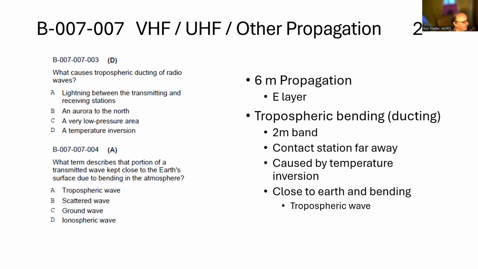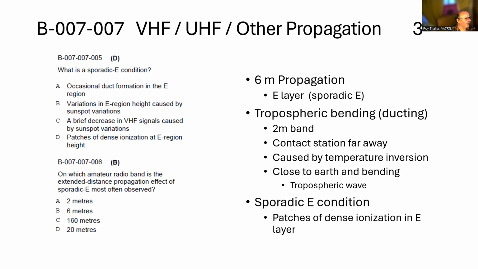What term describes the portion of the transmitted wave kept close to the Earth's surface due to bending in the atmosphere? And again, that would be the tropospheric wave. A is the correct answer. What is sporadic E communication? So this happens in the E layer, and that's caused by patches of dense ionization in the E layer. So D is the correct answer.